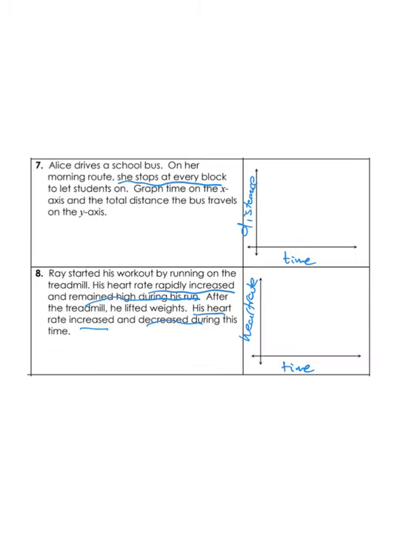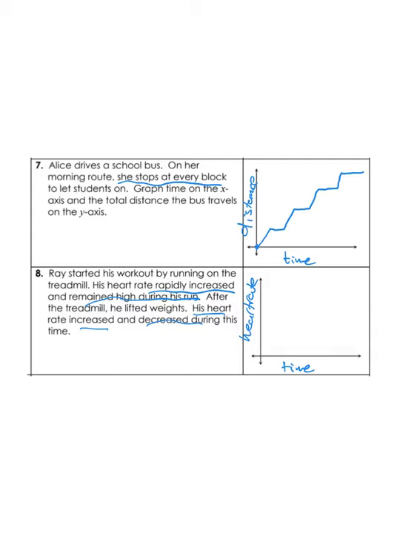So in example 7, recording her distance, she's going to travel a block, stop for a little bit, travel a little bit more, stop to pick everyone up, travel a little bit more, stop, and basically keep repeating this all the way till we get to school.